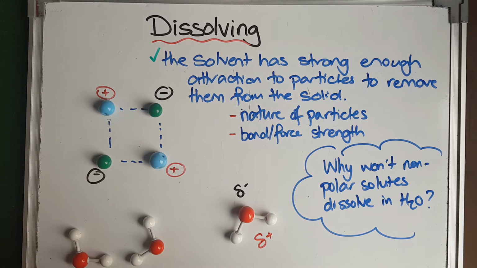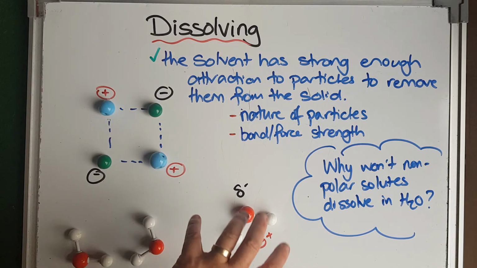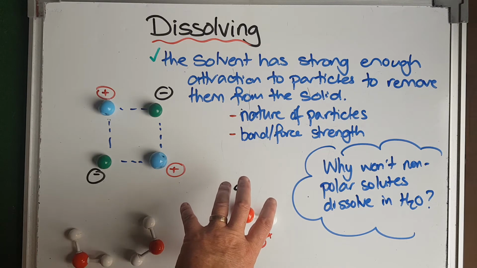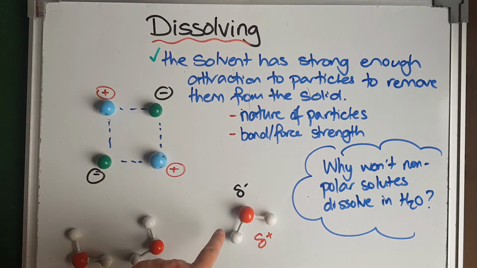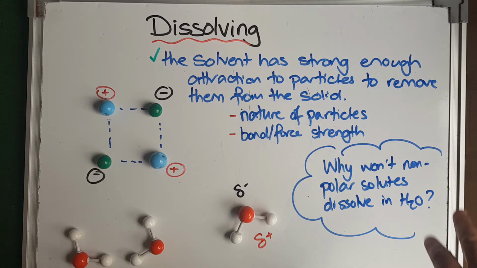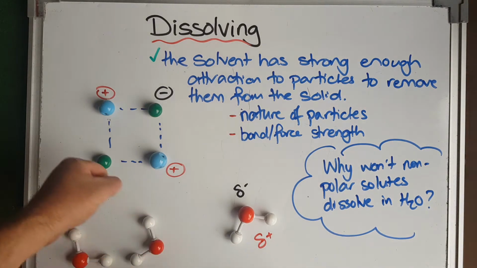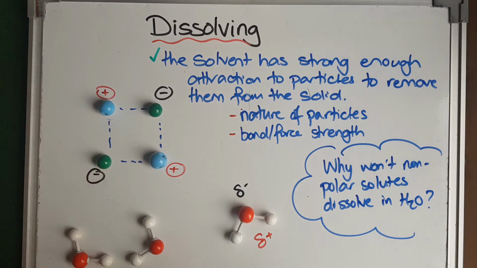So it comes down to the nature of these particles, the nature of the solvent as well, the bond strength within the solid, and the bond strength between the solvent and those other particles. This is quite a lot to consider. I'll address this question at the very end because it's quite an abstract idea, I guess. So, if the solvent has strong enough attractions to these particles, it can rip them out of the lattice, and that is what dissolving is.